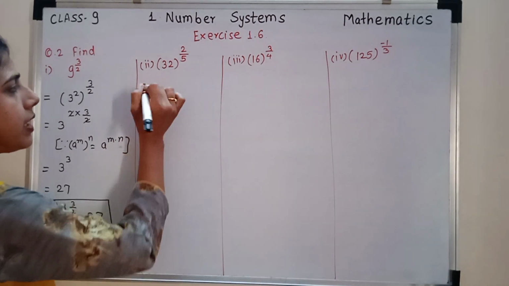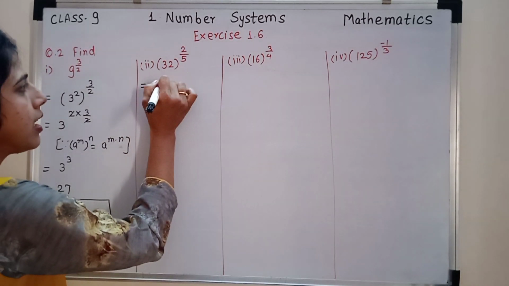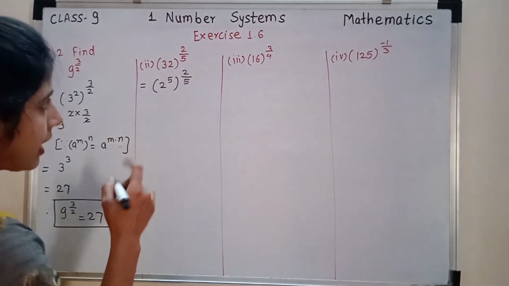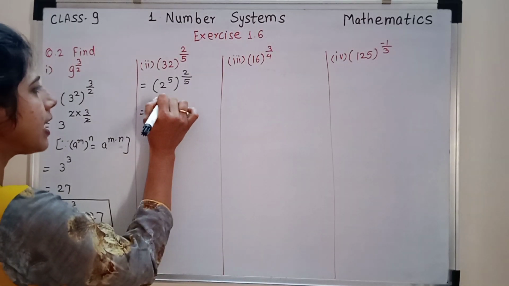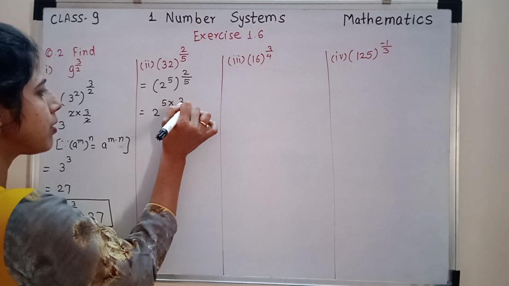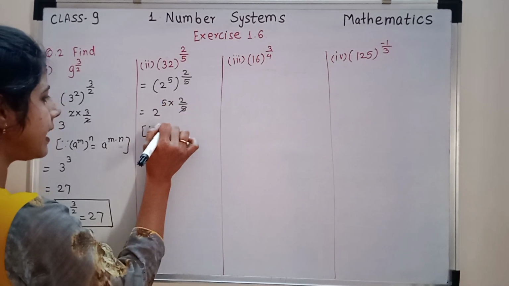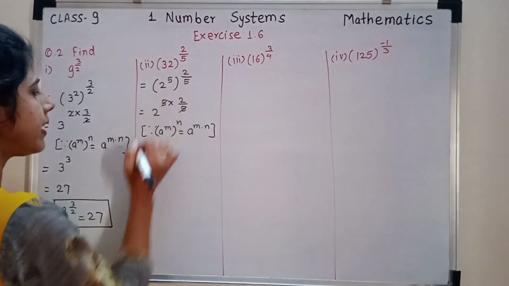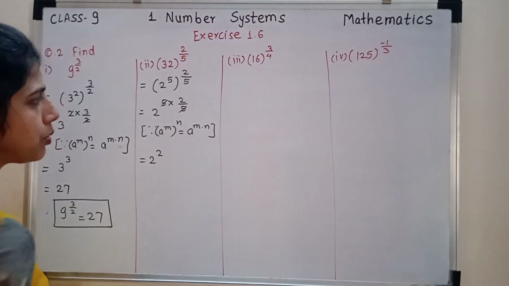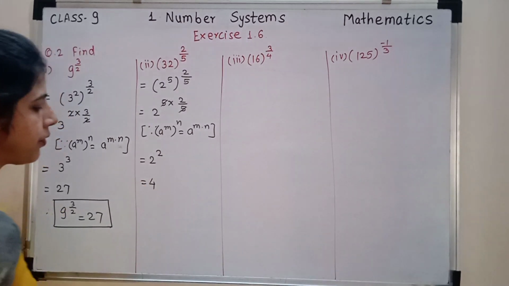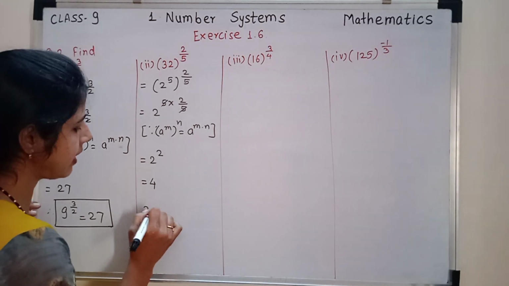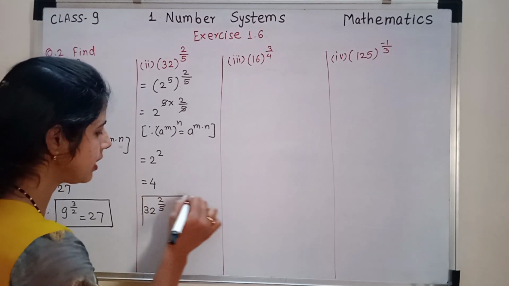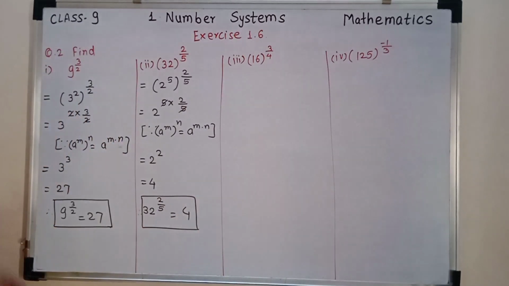Next is 32. Again, how can we write 32? We just saw that 32 can be written as 2 raised to 5. Here there is a power, and its power is raised to 2/5. If there is a power of a power, then the powers will be multiplied. So whenever we are using any identity, always write the identity. So 5 will get cancelled. What is remaining with us is 2 square. So 2 square is 4, and that is the answer. So whenever you get the final answer, always highlight your answer. So 32 raised to 2 by 5 equals what?